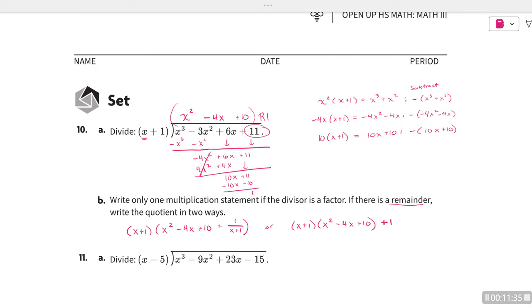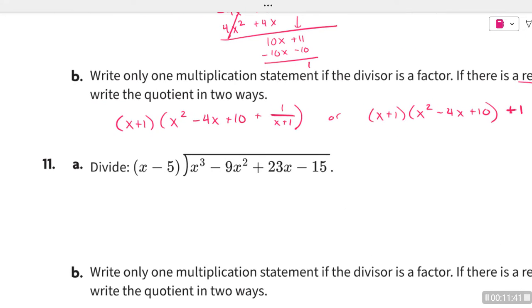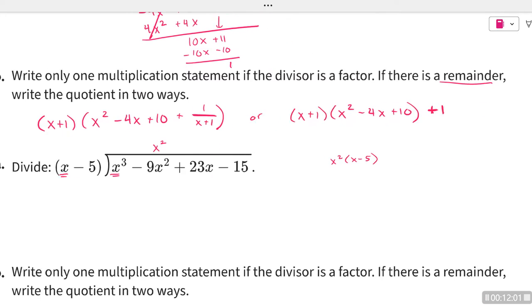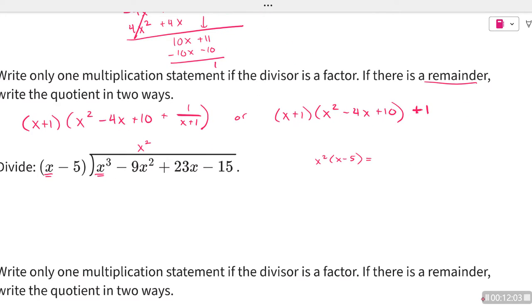Okay, move on to question 11. Question 11 wants us to divide x cubed minus 9x squared plus 23x minus 15 by x minus 5. So again, let's focus on those first terms. I can have x squared. X squared times x minus 5 is going to cancel out that x cubed term.